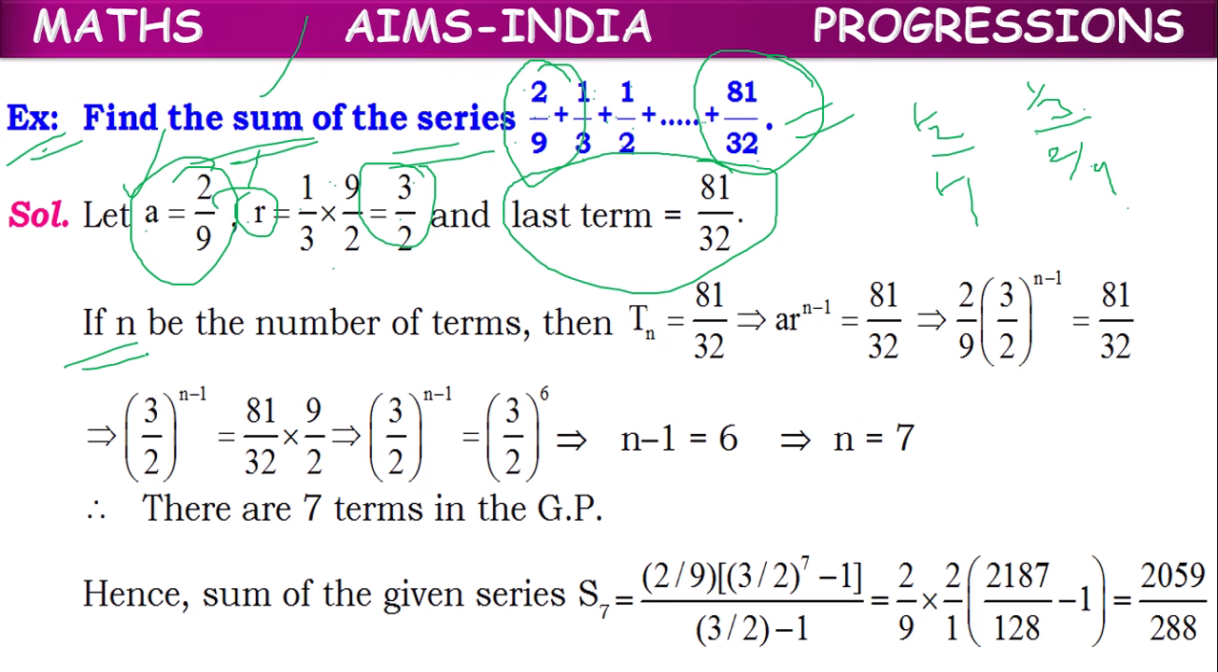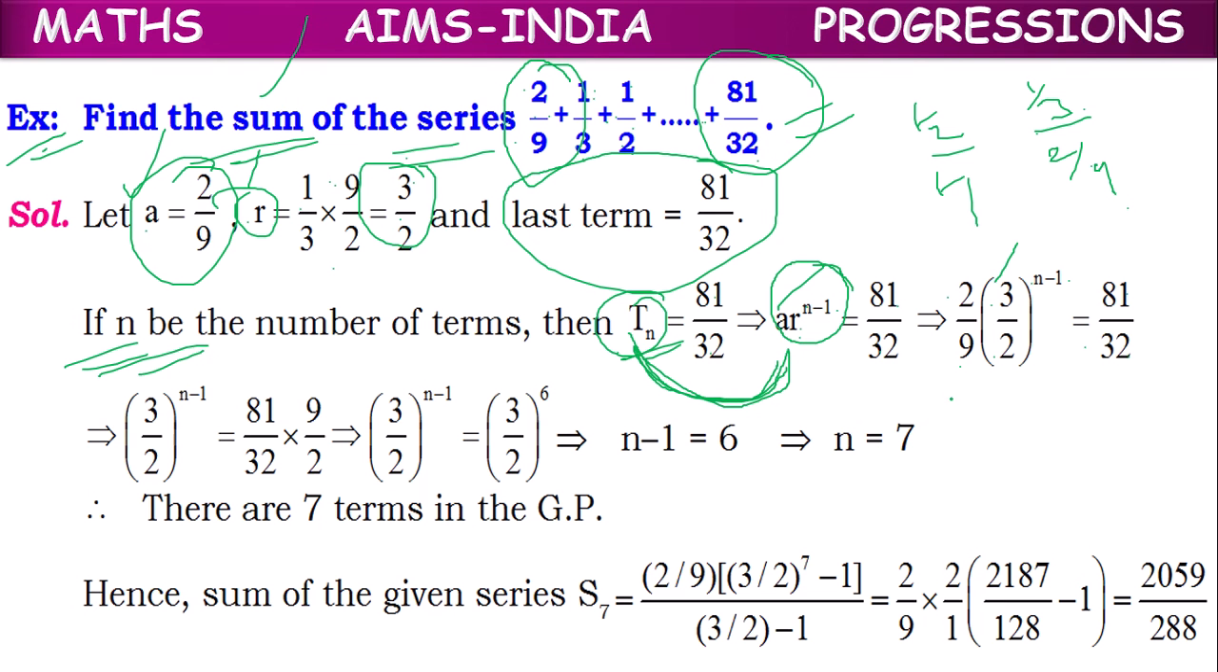Suppose let the number of terms be n. Then Tn, the last term, is 81 by 32. The formula for the nth term in a GP is a into r power n minus 1. So a into r power n minus 1 equals 81 by 32. In the place of a, we can keep 2 by 9, and in the place of r, we can keep (3 by 2) whole power n minus 1 equal to 81 by 32.